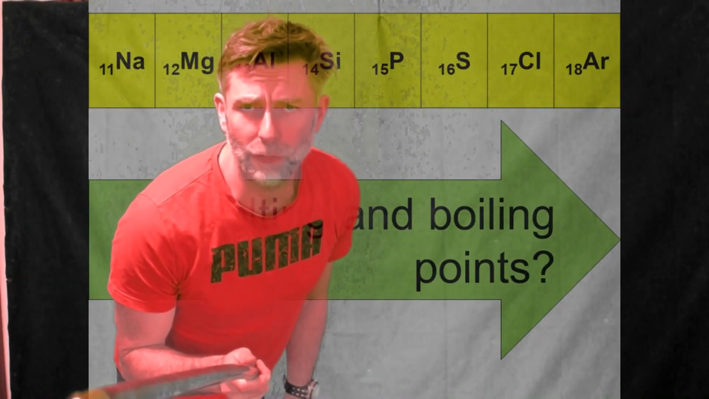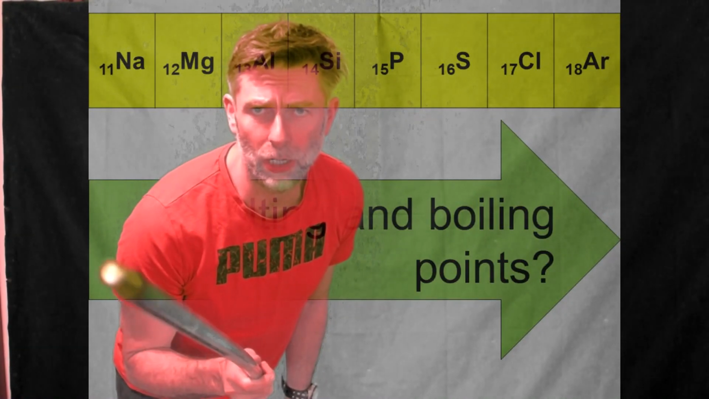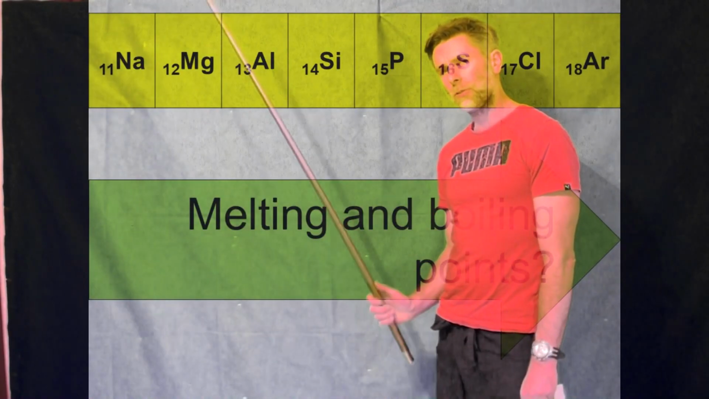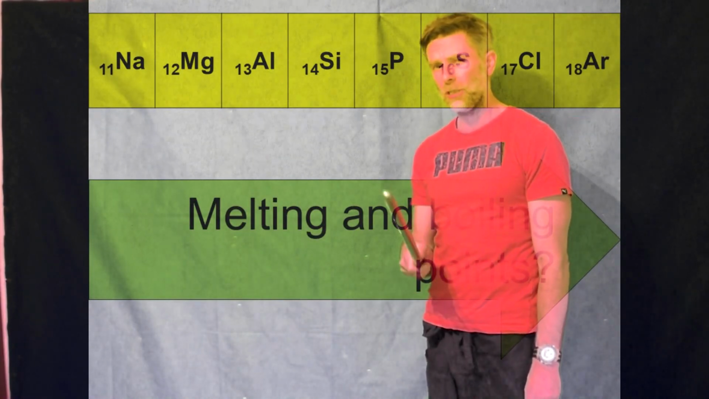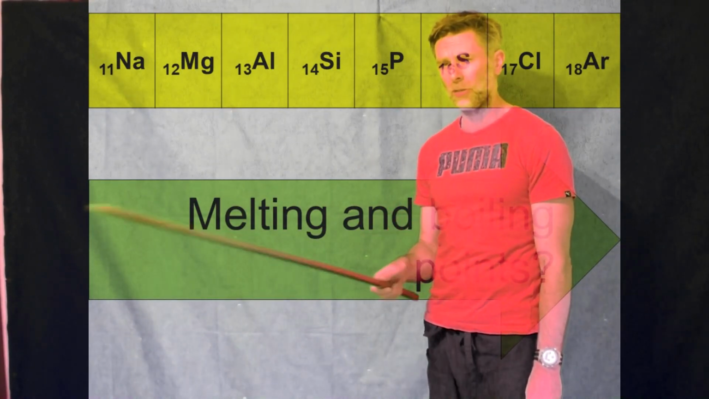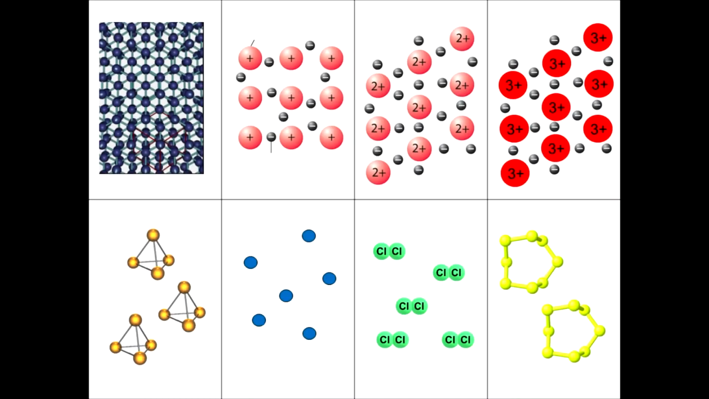Let's move on to our final trend, melting and boiling points. Actually, this question is about bonding more than anything else. If we can understand the bonding, we can understand the change in melting points as you go across the period. Pause the video and see if you can match the bonding with the period 3 element.